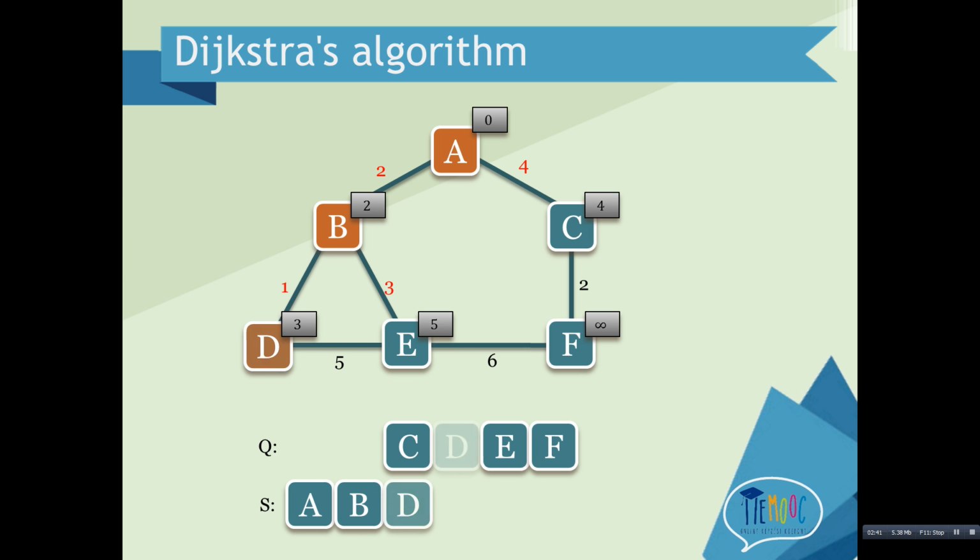The next vertex is D. From here we can reach vertex E. 3 plus 5 is more than the previous cost 5, so we leave it there. The next vertex is C. From here we can reach F, and we can update the cost of F as 6.